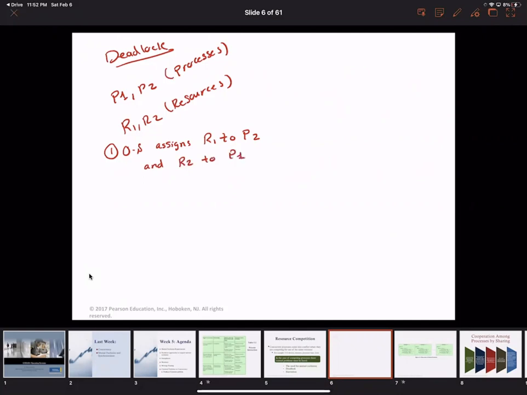Each process now is waiting for one of the two resources to be released. That means neither will release the resource that is already owned until it has acquired the other resource and performed the function requiring both resources. That means process one and process two are in deadlock.